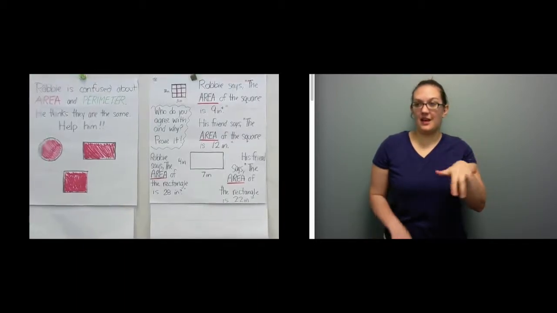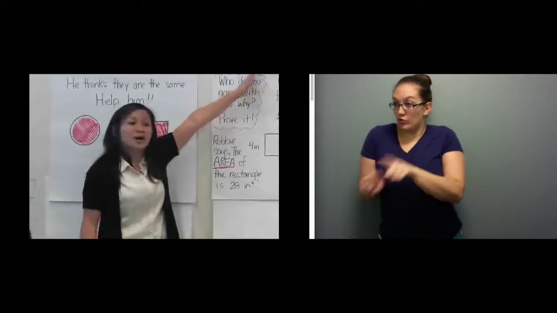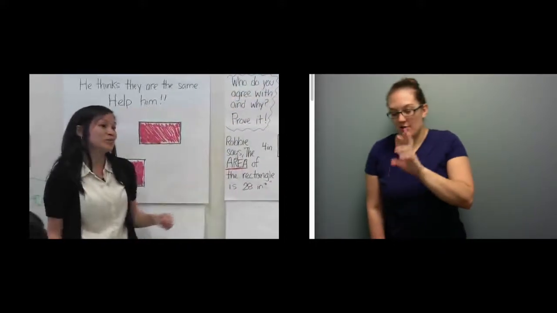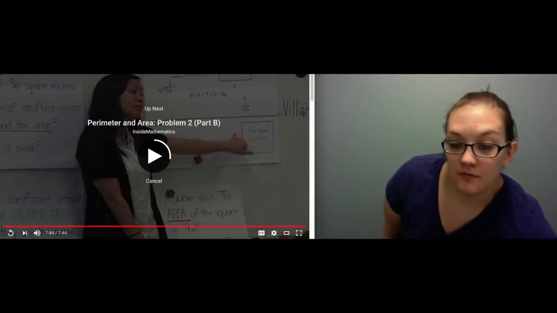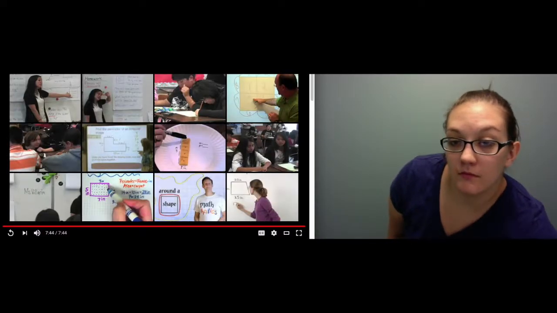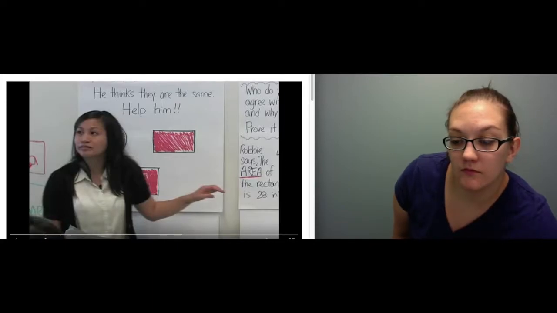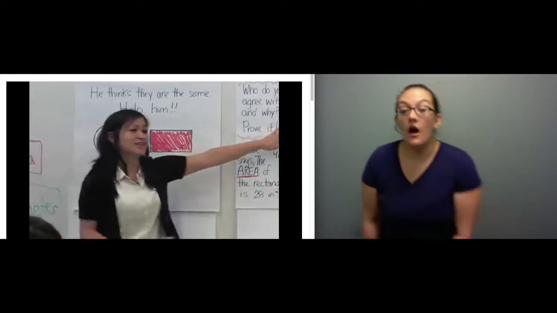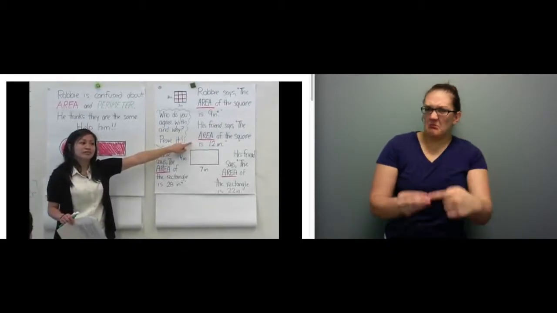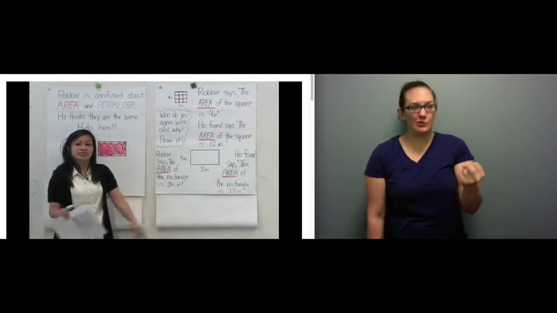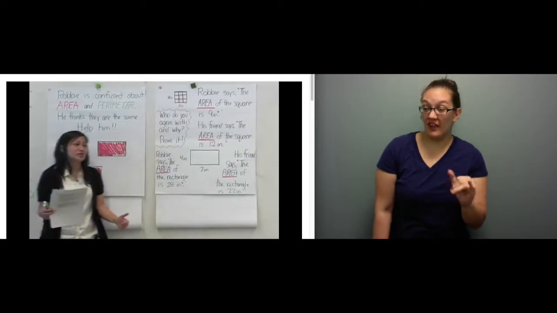Okay, so do you guys agree with Robbie or his friend? Robbie. Okay, let's go on to the next problem. Okay, same place. Oh, yes. I saw a couple of you as I walked around. What was his friend confused about? His friend said 12 inches. There's not 12 inches. What is his friend confused about? Okay.